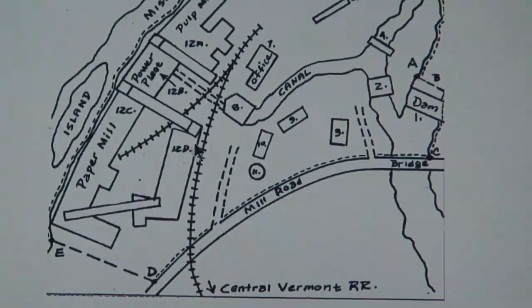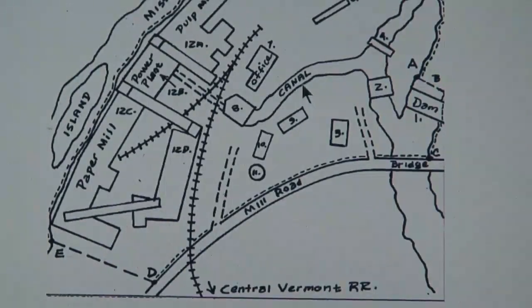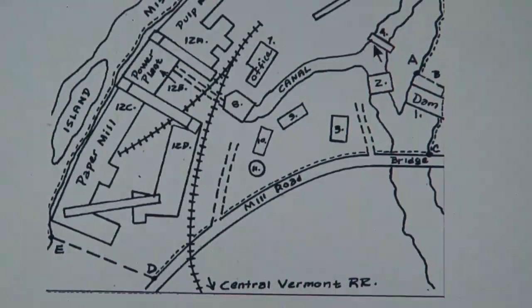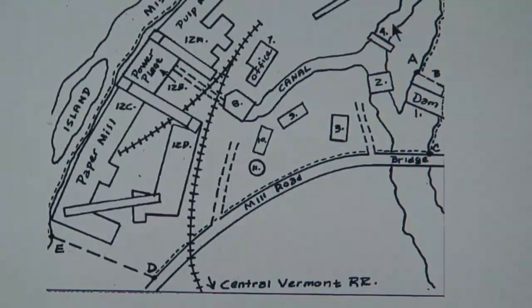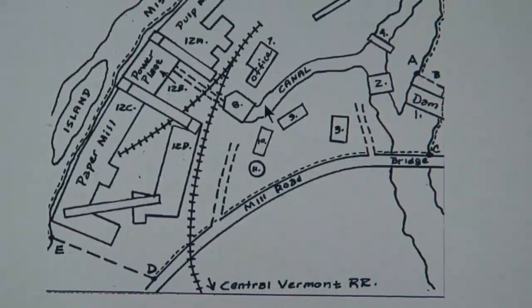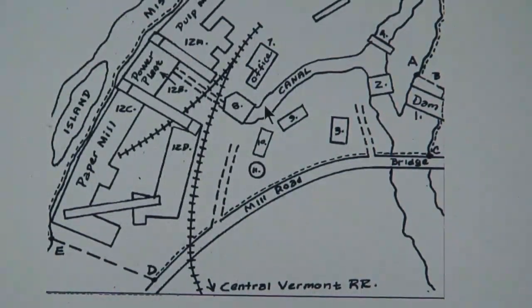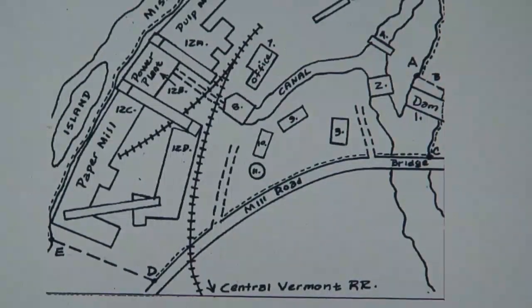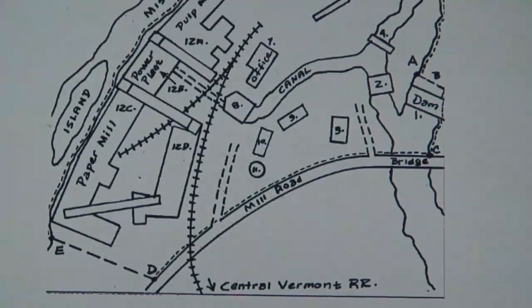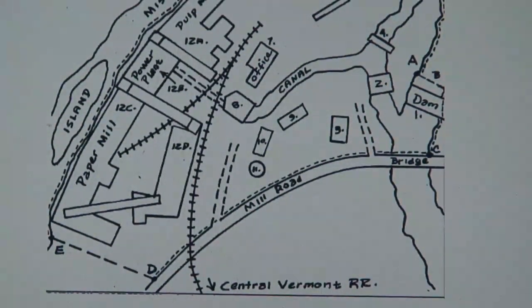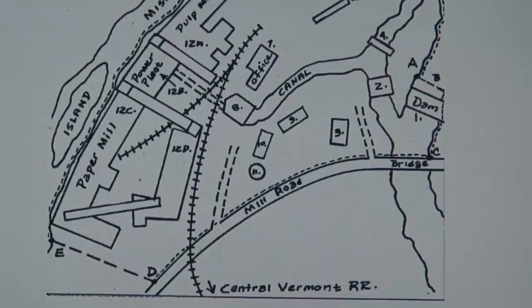So here's the mill complex. Here is diverted water through a dam to go in to support the power for the mill, and this is the Missisquoi River. This map is one hand-drawn from a 1982 survey conducted by the State of Vermont Historic Preservation Society.